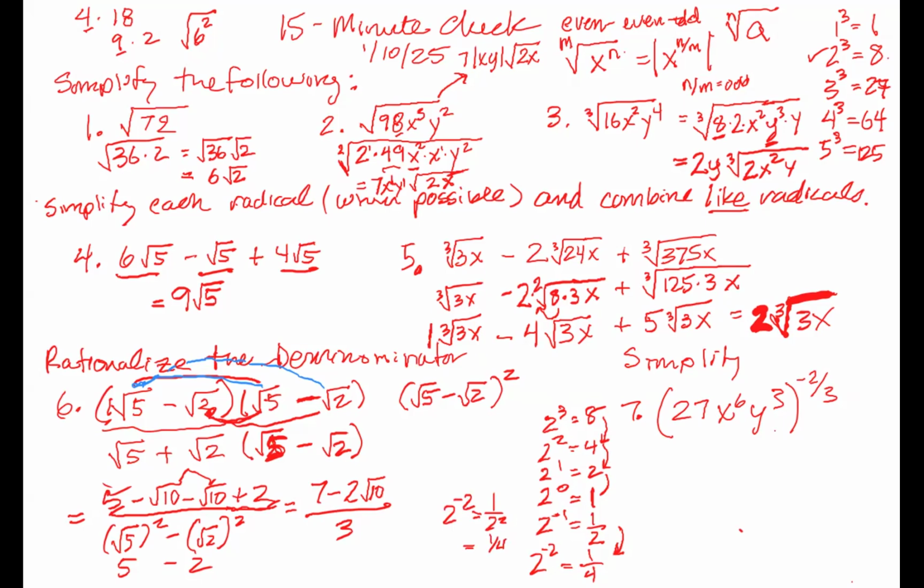So this negative 2/3 tells me that I'm going to move everything that's being raised to that negative power to the denominator. Think of this as being over 1. So we're just going to move everything down. So one thing I can do is make it 1 over 27x to the 6th, y to the 3rd. And then once it moves, that power becomes positive again, 2/3.